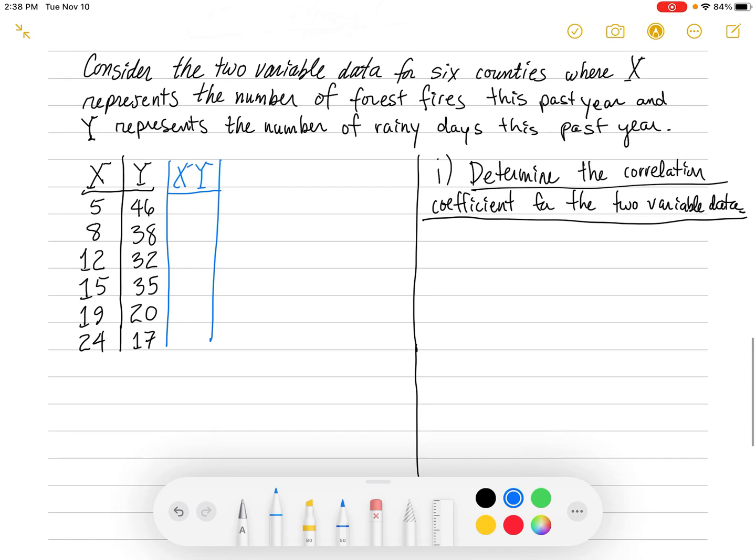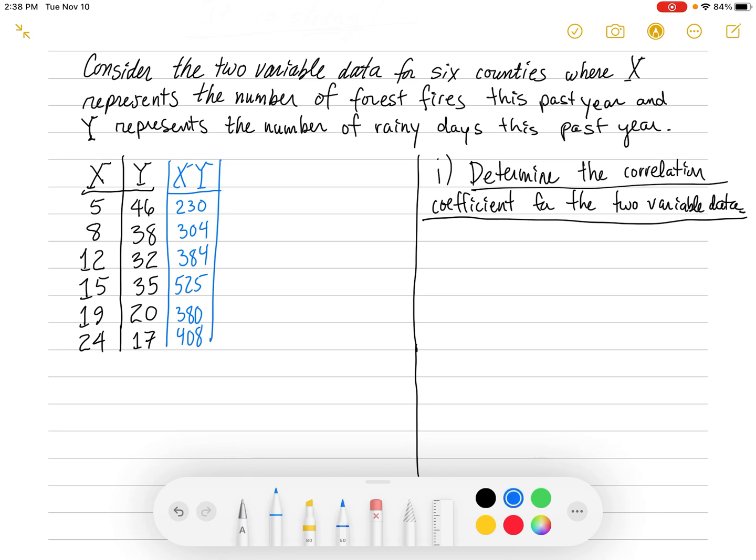If I take 5 times 46, I'm going to get 230. 8 times 38, I'm going to get 304. 12 times 32, you get 384. 15 times 35, I'm going to get 525. 19 times 20, 380. And 24 times 17 is 408.